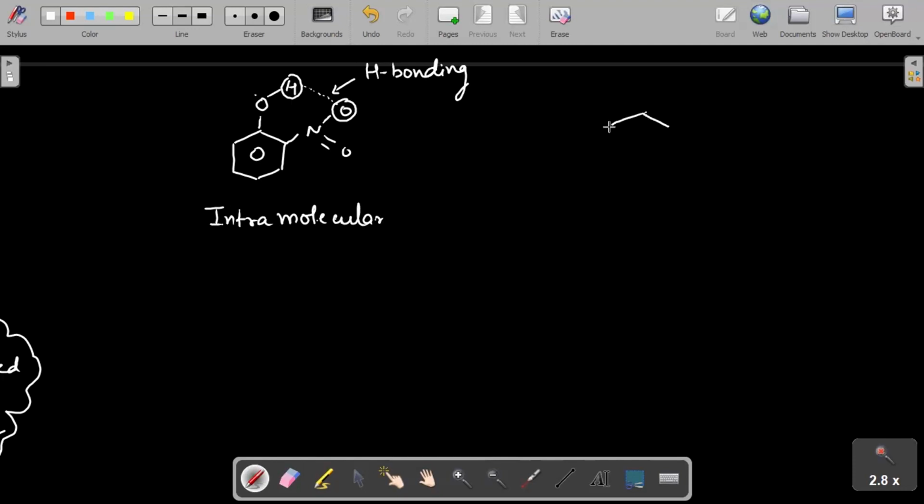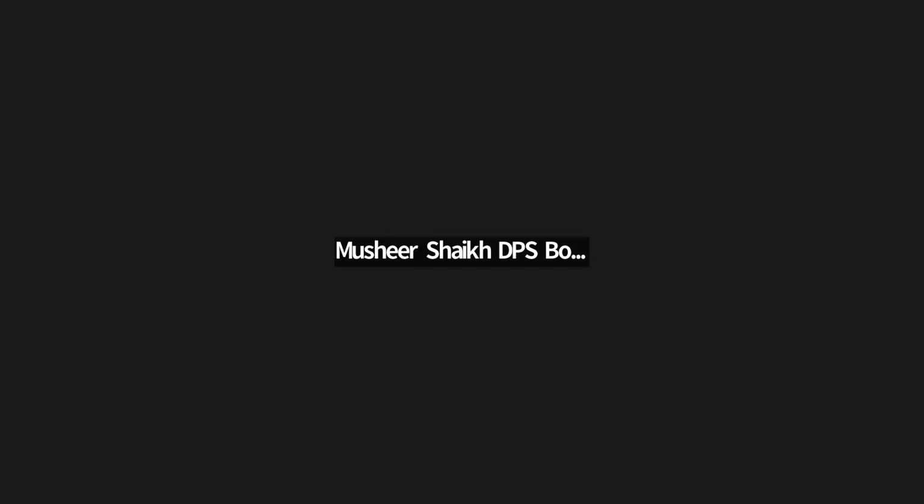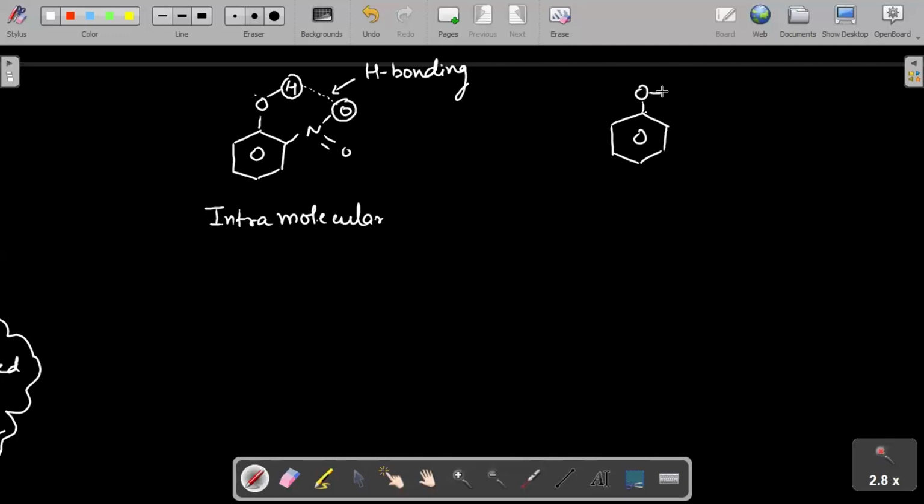Whereas in the para derivative, we find that the hydrogen bonding is between two different molecules.